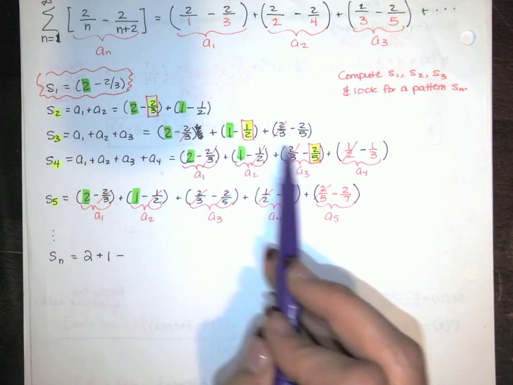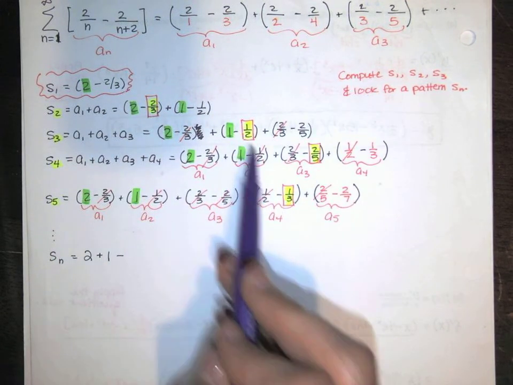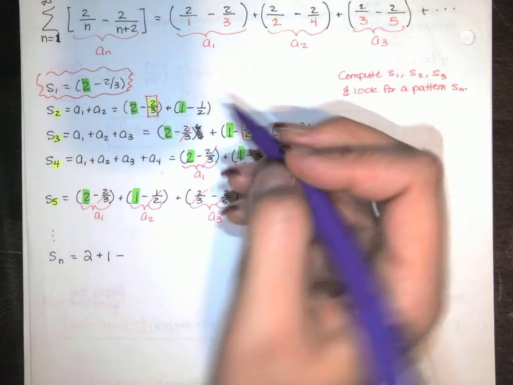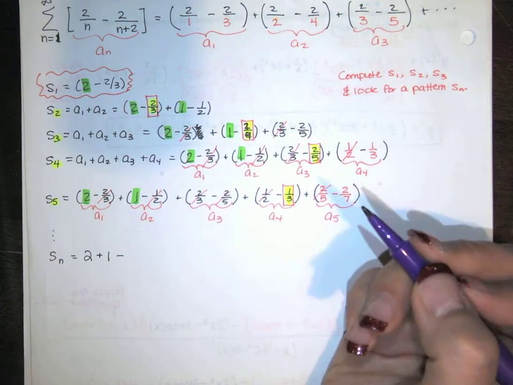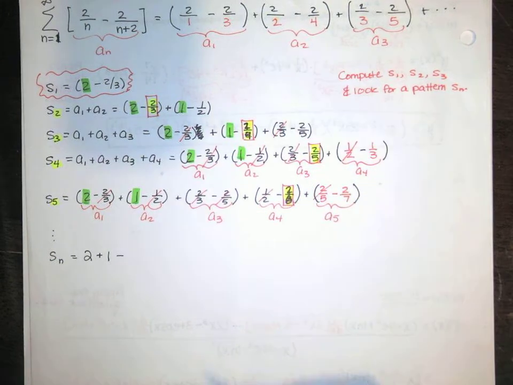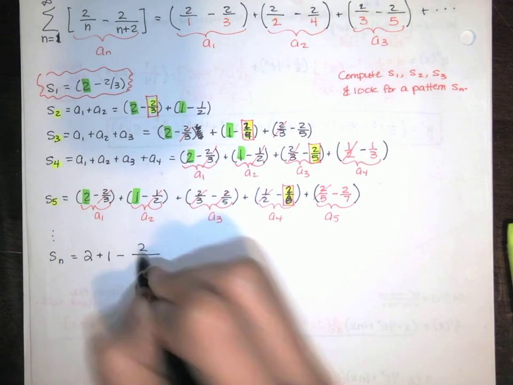All of these should have a 2 in the numerator. The ones that don't, I think I must have simplified those. So let me change them so that they all have that 2 in the numerator. I think that was a 2 over 4 before simplification, and that must have been a 2 over 6. So now they all have 2's in the numerator. That's going to make it a little easier.